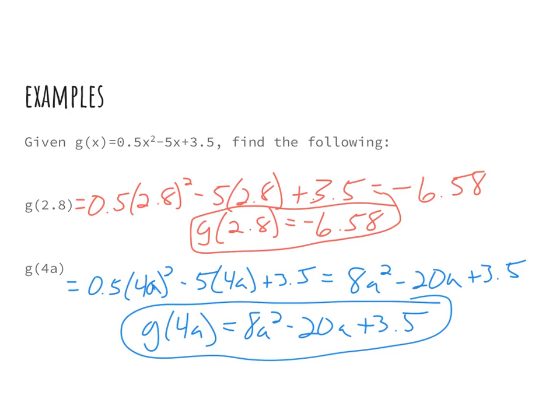Okay, so the first one, when we plug in 2.8, it should be 0.5 times 2.8 squared minus 5 times 2.8 plus 3.5. And if we plug that in, we should get negative 6.58. So g of 2.8 is negative 6.58. G of 4a, I plug 4a in for x, so 0.5 times 4a squared minus 5 times 4a plus 3.5. And I should get 8a squared minus 20a plus 3.5. So g of 4a is equal to 8a squared minus 20a plus 3.5.